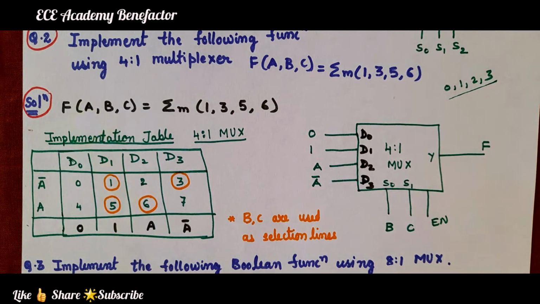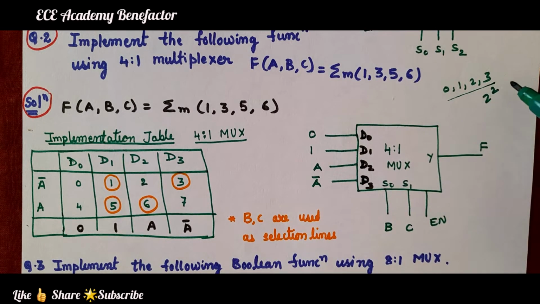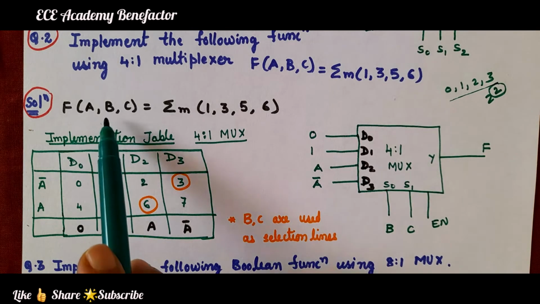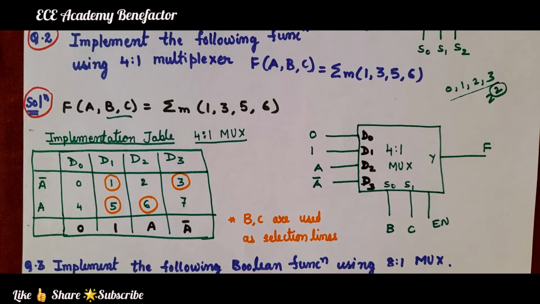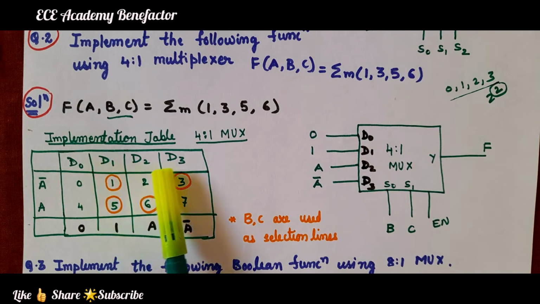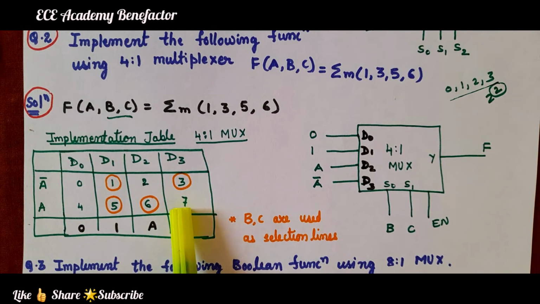4:1 MUX means how many select lines will be there? 4 means 2 to the power 2. So, 2 select lines will be used. So, those 2 select lines will be B and C. So, in this implementation table, first we have written D0, D1, D2, D3 and then written the numbers 0, 1, 2, 3, 4, 5, 6, 7.